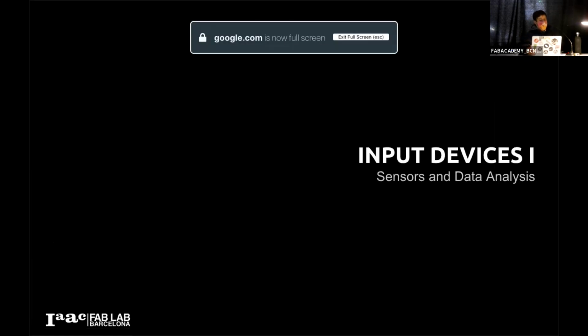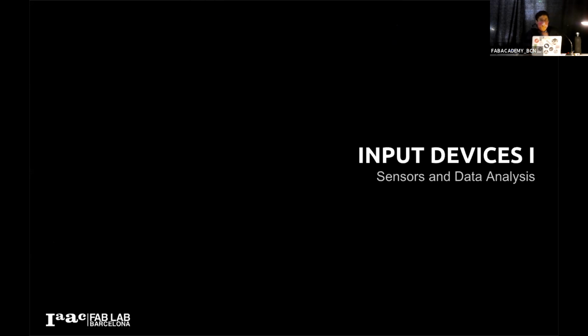So the idea for this week is that we're going to talk about sensors and input devices. It's a little bit weird how this year has been going because, especially in the academy, you have already done the machine. Normally you do input and output devices and then you build the machine, but now it's a little bit different.